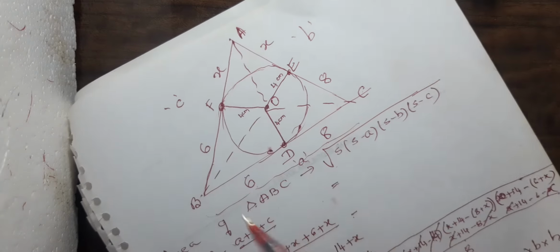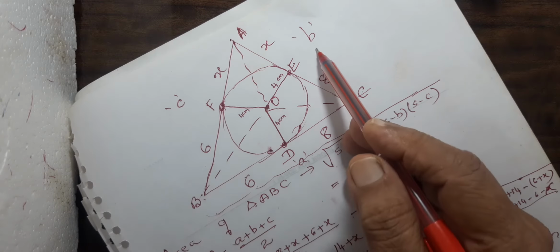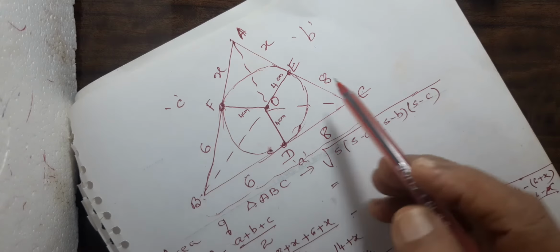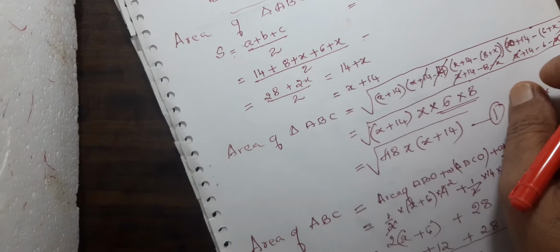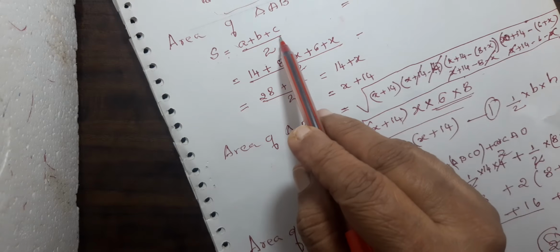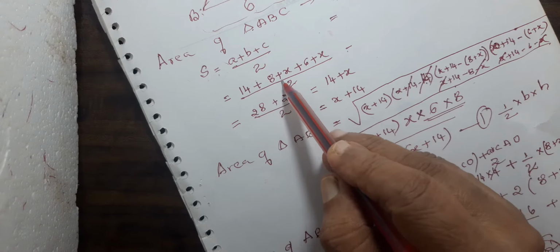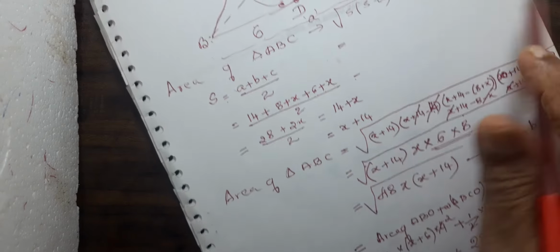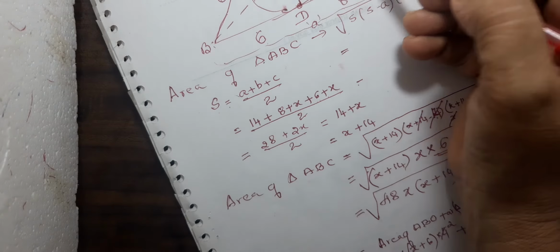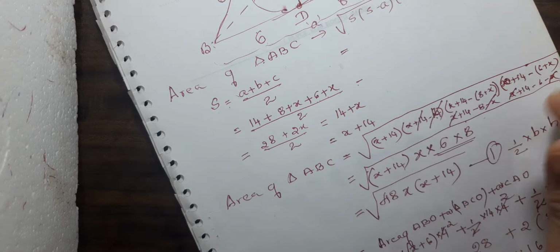The vertex A means this side will be small a. The vertex B means this side will be small b. This will be small c. You have learnt that in 9th standard. So s is equal to (a plus b plus c) by 2. So it is equal to (14 plus 8 plus x plus 6 plus x) by 2. So 8 plus x, 6 plus x, and here 6 plus 8 is 14.